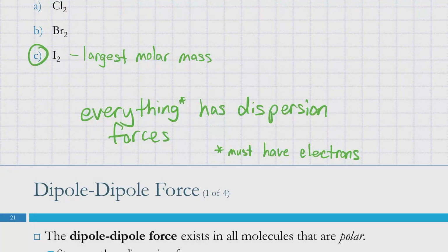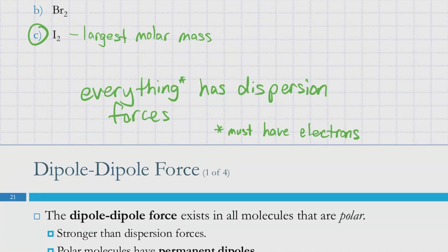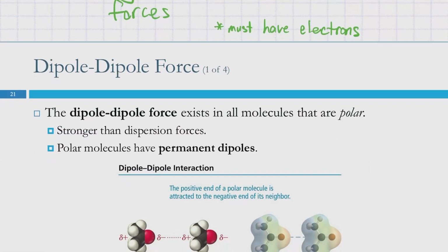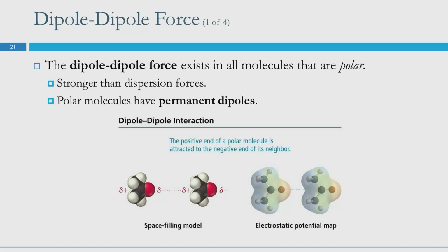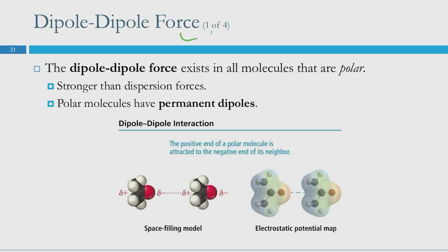It's like if we have a proton, it's not going to have dispersion forces because it doesn't have any electrons. It's just a proton, it's just an H+. All right, our next force, and our slightly stronger force, is the dipole-dipole force, a force between two dipoles. That's why it's dipole-dipole.